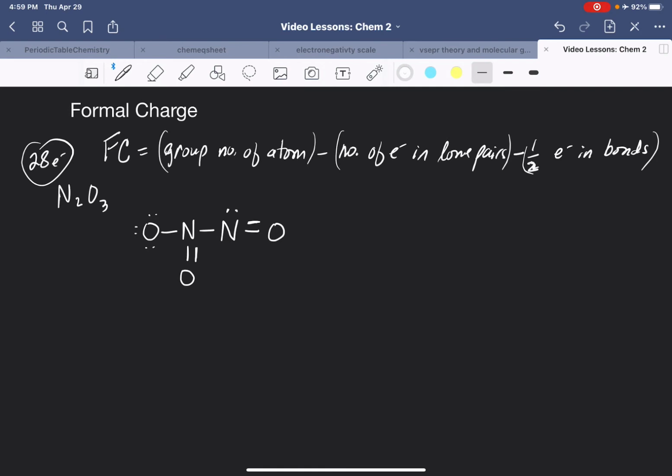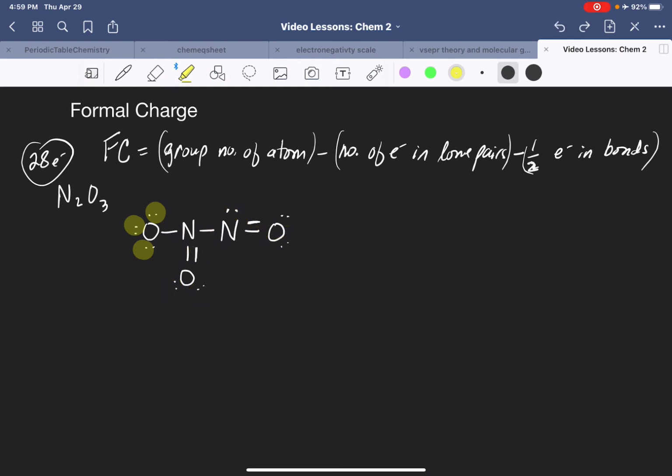This oxygen down below, it has 2 bonds. That's 2, 4, 6, 8. And this oxygen on the right, 2, 4, 6, 8. All right? So now we've got 2, 4, 6, 8, 10, 12, 14, 16, 18, 20, 22, 24, 26, 28. We are good to go. This structure seems to be working for us.